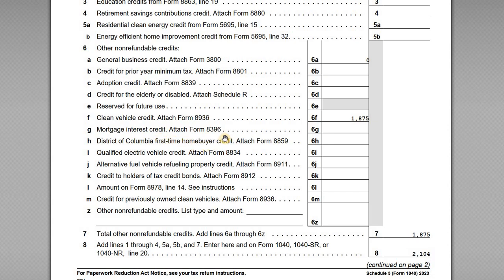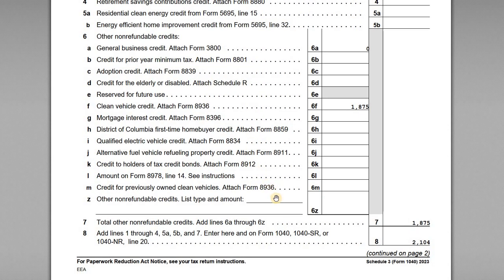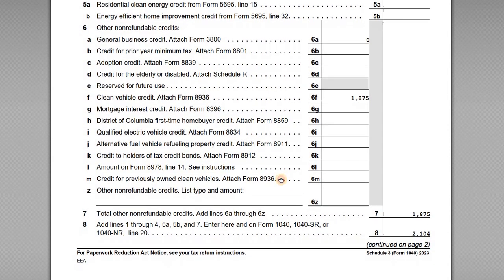Mortgage interest credit. So if your income is below certain thresholds and you are paying mortgage interest during the year and it's one of these qualified mortgages, you can get a tax credit for a certain amount of interest that you paid in during the year. So I've got a video on that, which I'll put a link to below also. Let's see what else we've got here.